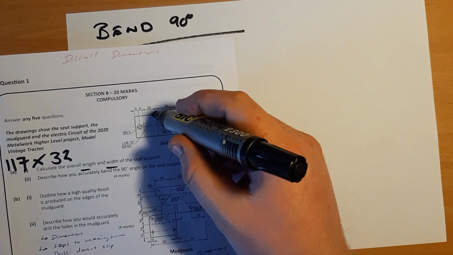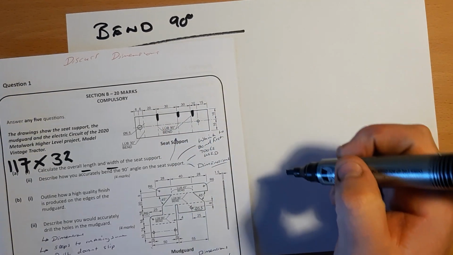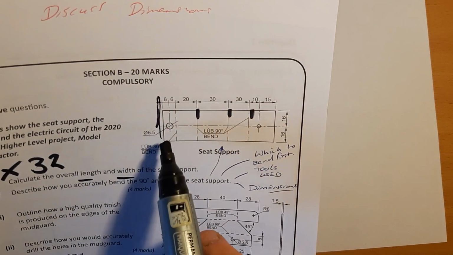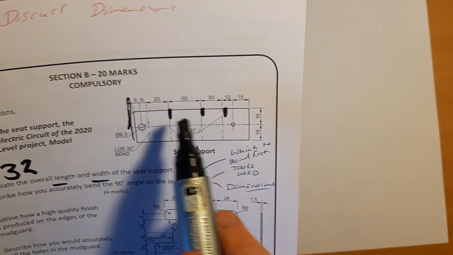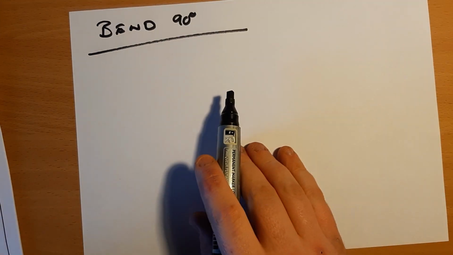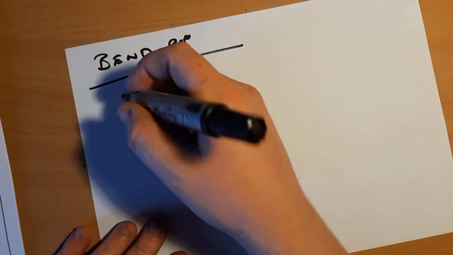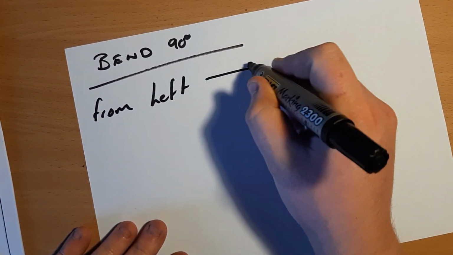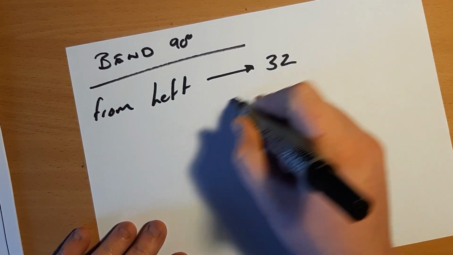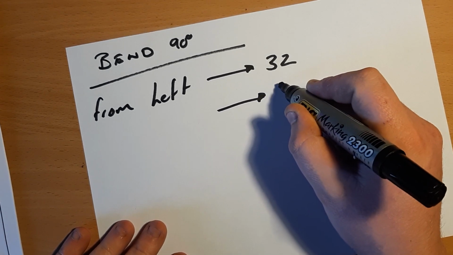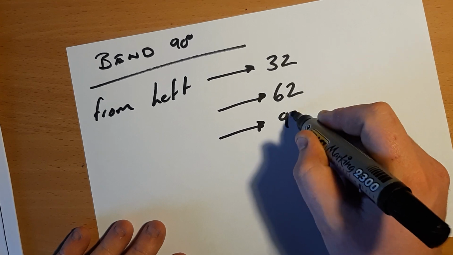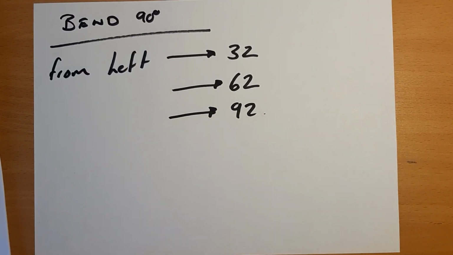So you can see there are 1, 2, 3 90-degree bends in the seat. First of all, I measured from the left, I measured over 32, then I measured over 62, then I measured over 92. From the left, you measure over 32, measure over 62, and you measure over 92. You're going to write this in better words than me, I'm just going to rush it. Boom, done.